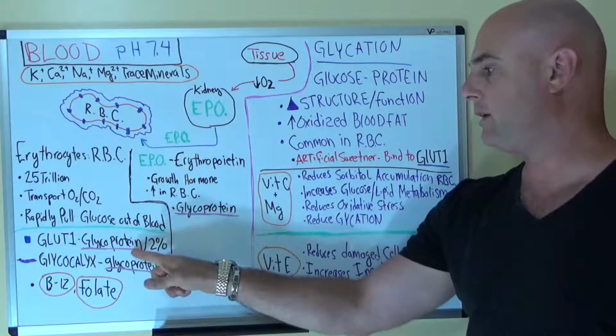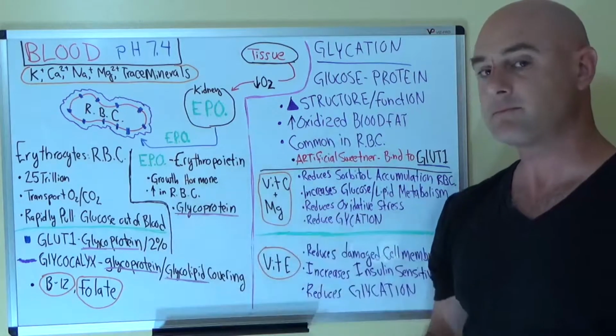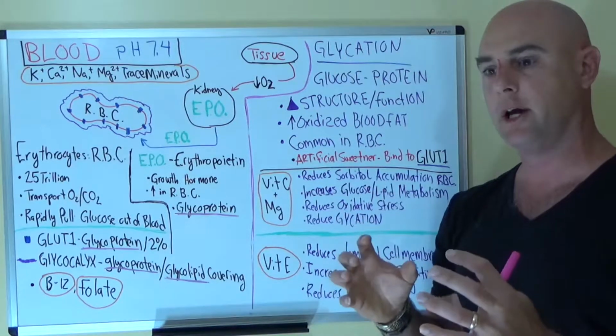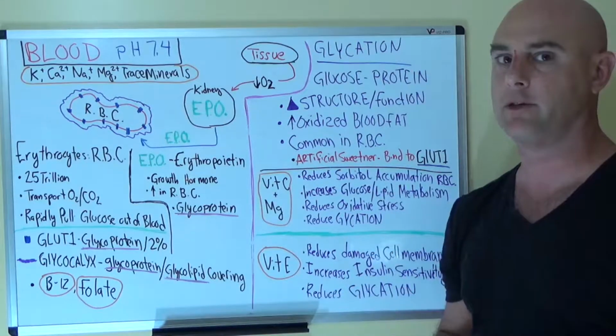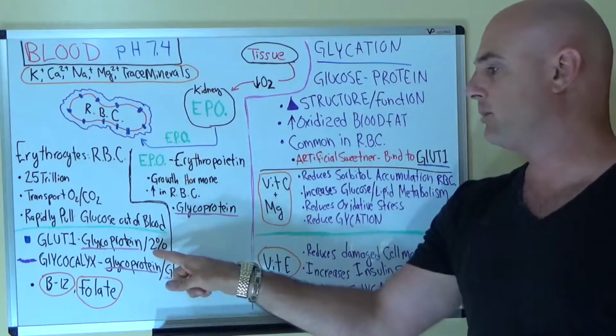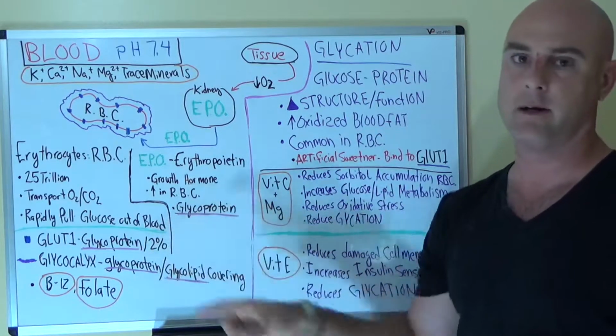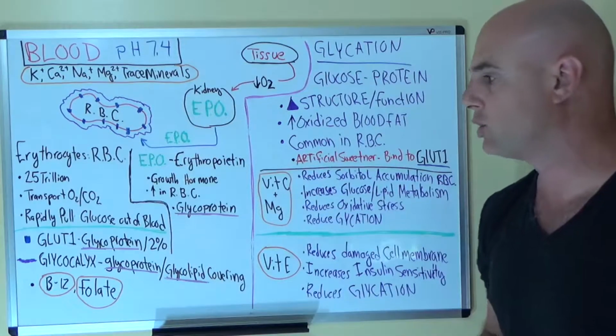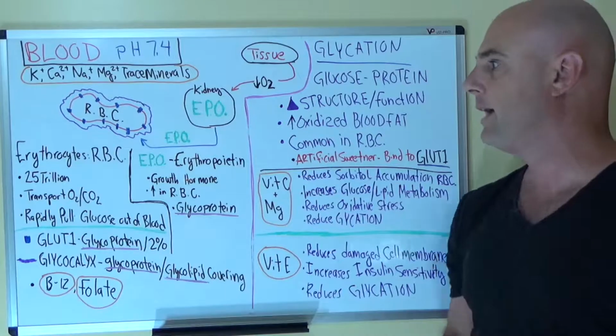Now to highlight here, it is a glycoprotein. And glycoproteins are both carbohydrates and proteins. So it's a protein that requires carbohydrates to function properly. And as I just mentioned, the cell membrane is made up of about 2% of these GLUT1 transporters.